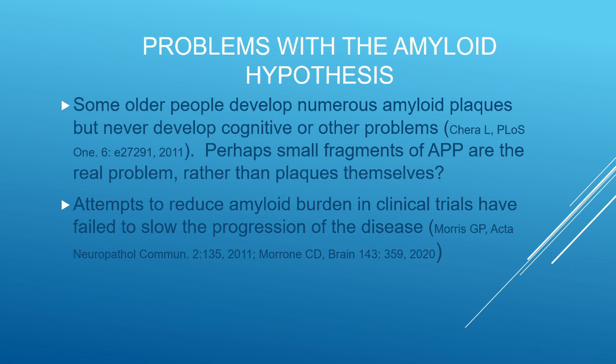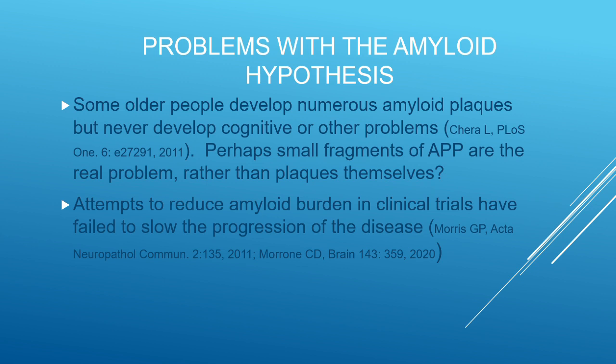However, even this type of thinking has been challenged recently because a number of clinical trials have been created that have attempted to reduce the amyloid burden in the brain. In these clinical trials, various types of medicines were given to Alzheimer's patients, and they did reduce the amount of amyloid in the brain, but they didn't cause any reduction in the symptoms of the disease.